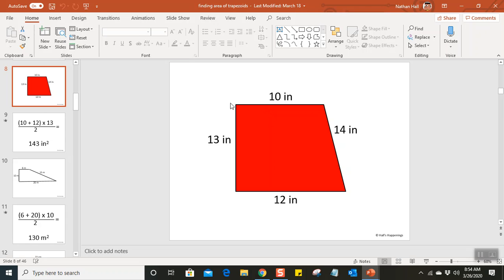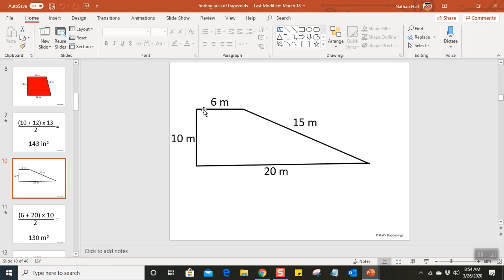Again, you are looking, the two bases are the two lines that are parallel. So remember, parallel means going forever and ever and not touching. So you're looking for the two sides that are parallel. So in this case, it's the 10 and the 12. 10 plus 12, 22. Here's the height line. A height will be perpendicular to the two bases. Times it by 13, divided in half.